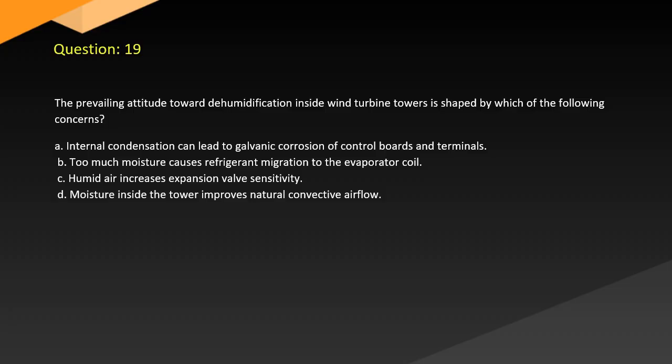Question 19. The prevailing attitude toward dehumidification inside wind turbine towers is shaped by which of the following concerns? A. Internal condensation can lead to galvanic corrosion of control boards and terminals. B. Too much moisture causes refrigerant migration to the evaporator coil. C. Humid air increases expansion valve sensitivity. D. Moisture inside the tower improves natural convective airflow.